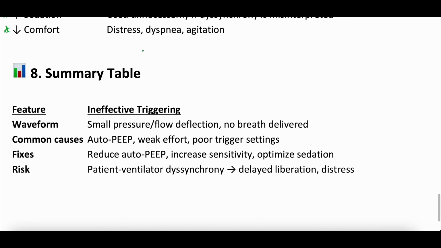In summary, look at the waveforms. Small pressure dips or flow dips without a breath being delivered suggest ineffective triggering. Think about common causes, both patient-centric, weak to sedated, or ventilator-centric: triggers are not appropriate, or there's Auto-PEEP. Think about fixes. Obviously, get rid of Auto-PEEP if it's there, increase the trigger sensitivity, lighten sedation, and then know that there is risk of ineffective triggering that can lead to worsening ventilator desynchrony, delaying ventilator liberation, decreasing patient comfort, all that good stuff.